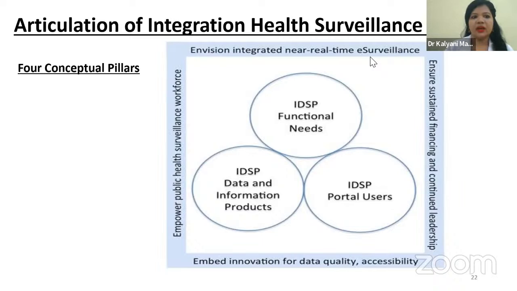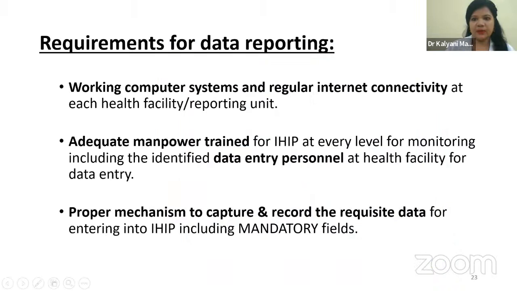Coming to the requirements for data reporting, the states are requested to ensure the availability of the following items to initiate reporting of data related to IDSP using IHIP. The first one is the requirement of working computer systems and regular internet connectivity at each health facility or reporting unit. Adequate manpower trained for IHIP at every level for monitoring, including identified data entry personnel at the health facility. Also, there should be a proper mechanism to capture and record the requisite data for entering into IHIP, including the mandatory fields.